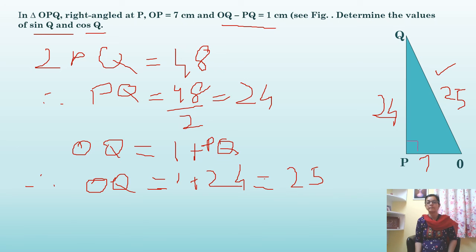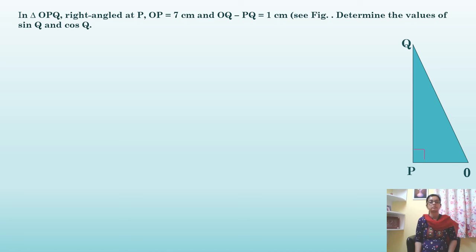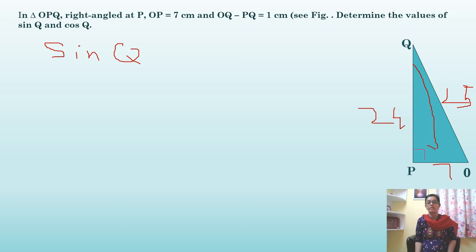Now, very simple part it is that you have to find sine Q and cos Q. So let us find them. Well, now sine q. As you already know that it is opposite of q upon hypotenuse. So what is the opposite of q? It is 7. And what is the hypotenuse? It is 25. So very simple it is.